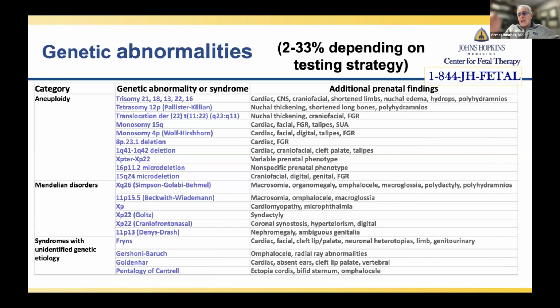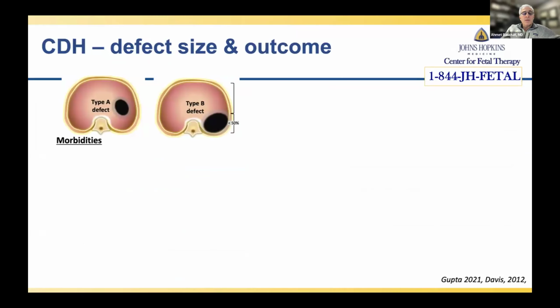CDH can be a sporadic defect that exists by itself, or it can be associated with a number of other underlying genetic or non-genetic syndromic conditions, and these are associated with variable other anomalies. So anytime you do see a diaphragmatic hernia, you really need to check for these findings that might point towards an underlying syndrome or some genetic problem.